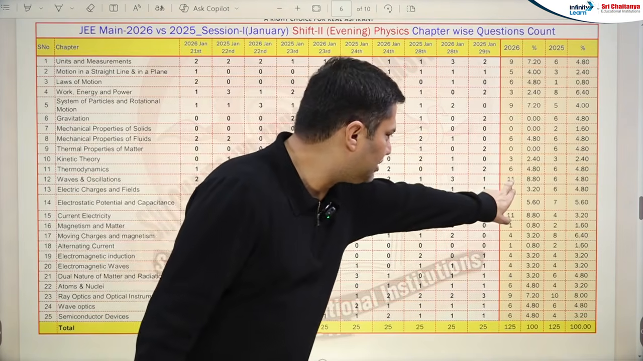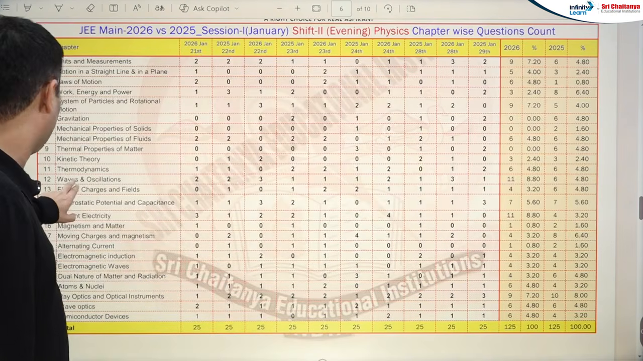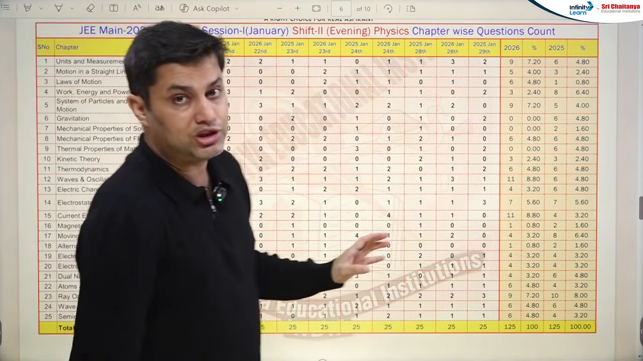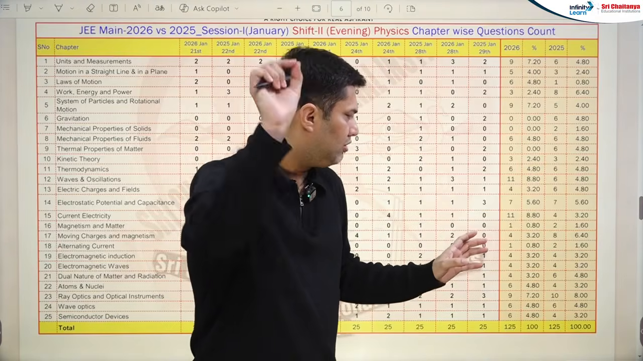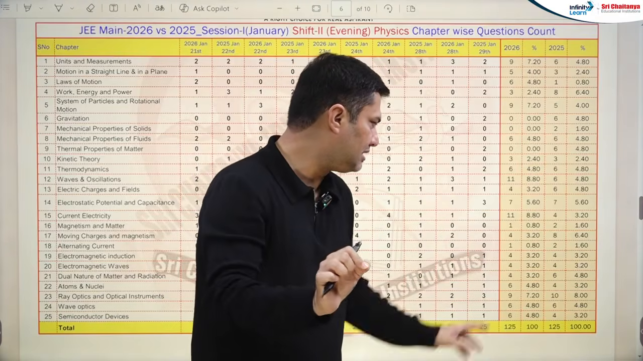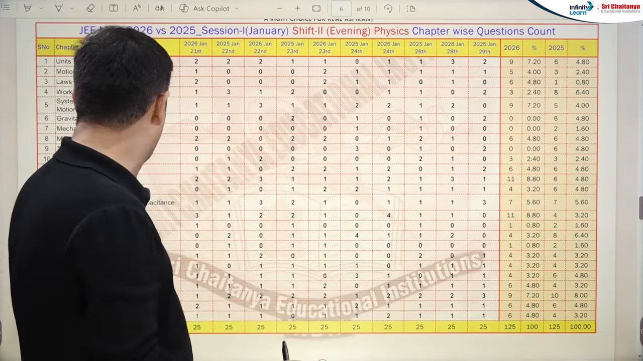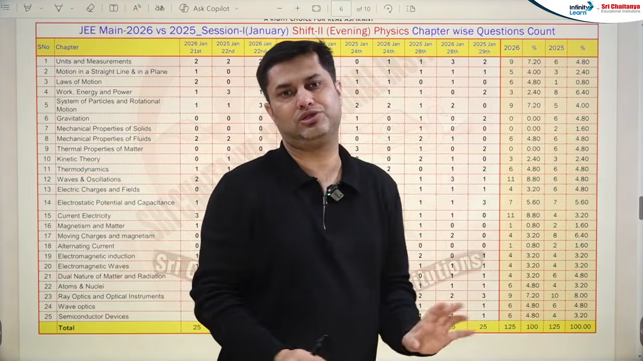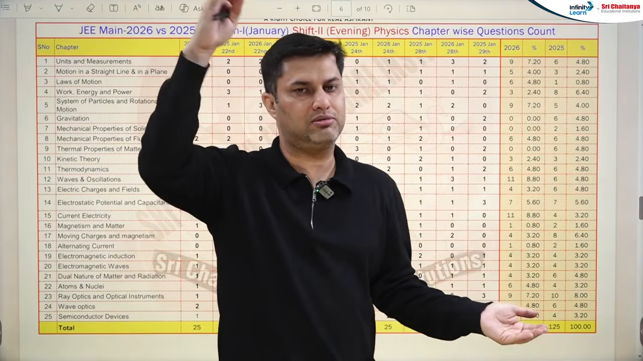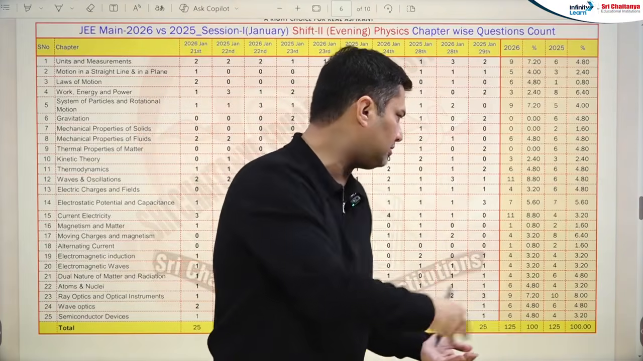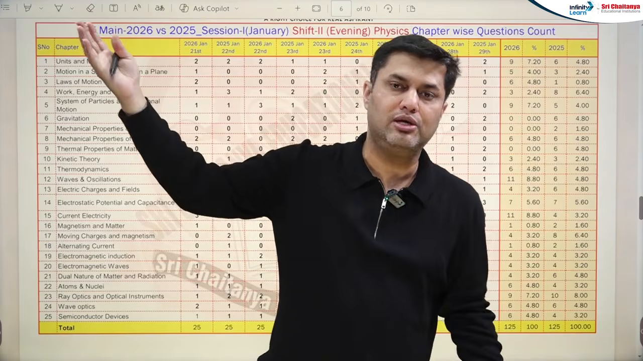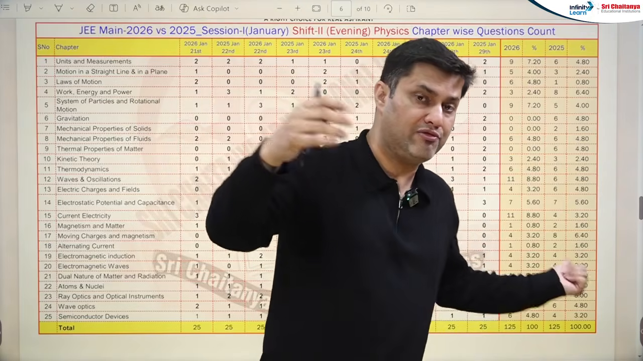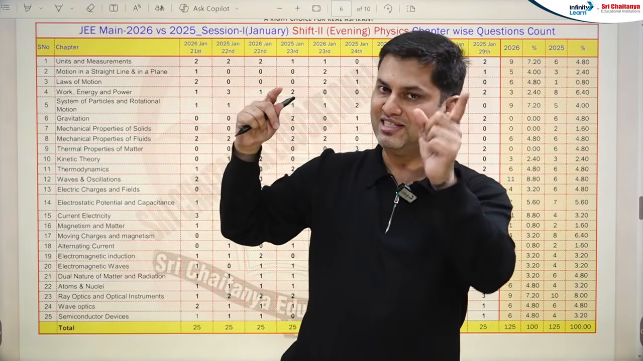A slight change here, 11 and 6, waves and oscillations. So the weightage of waves and oscillations, please note it down, has increased. On this question, oh my God, current electricity, 11 questions and 4 questions. Current electricity, the increment is huge in physics in both the shifts, especially the evening shift. So current electricity is the chapter to go.